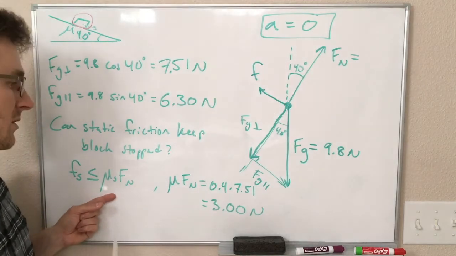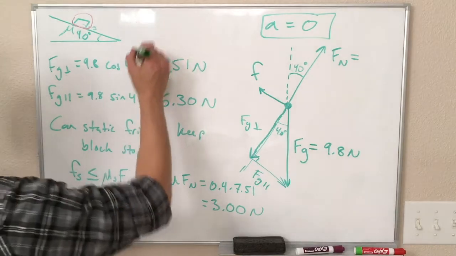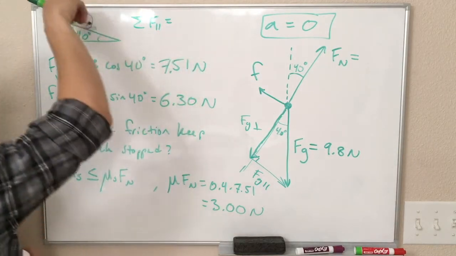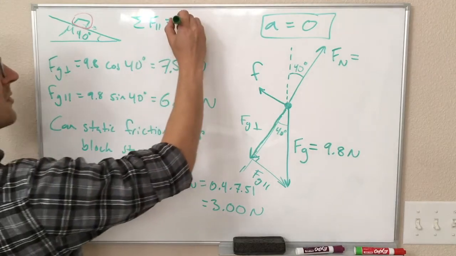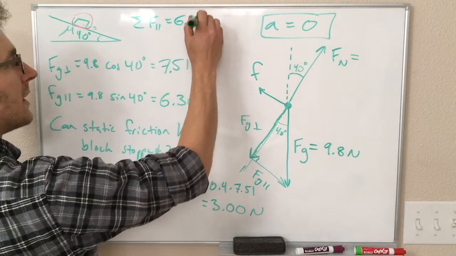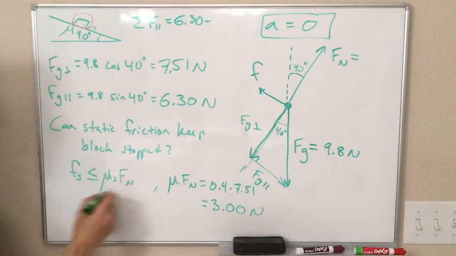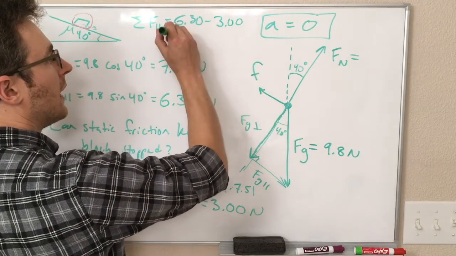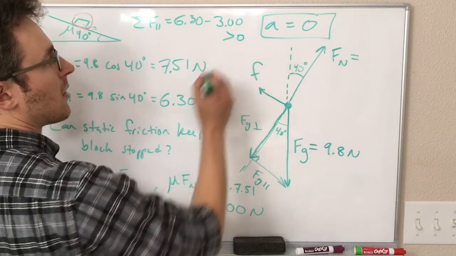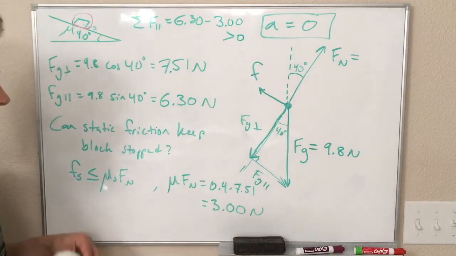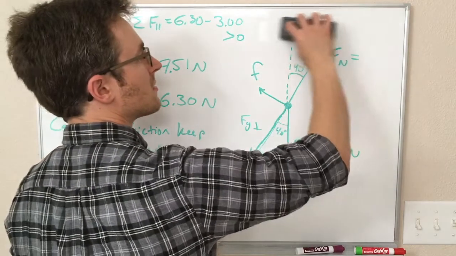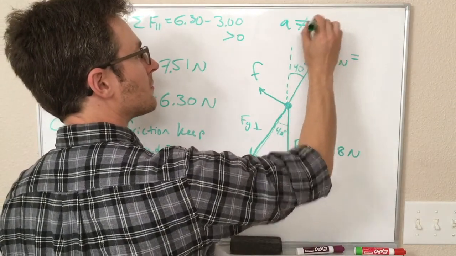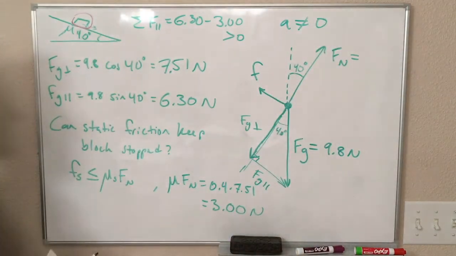No, it cannot. And we can show this: the sum of the parallel forces is going to be the 6.3 newtons down minus the maximum that this friction could be, which is 3 newtons. And that is greater than 0, so we are going to accelerate. I should have erased this. A is not equal to 0.